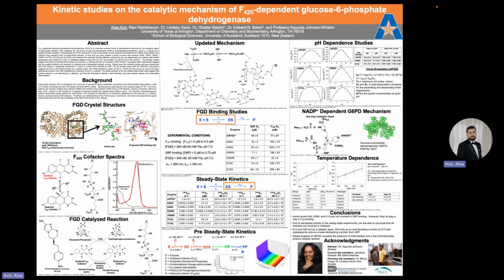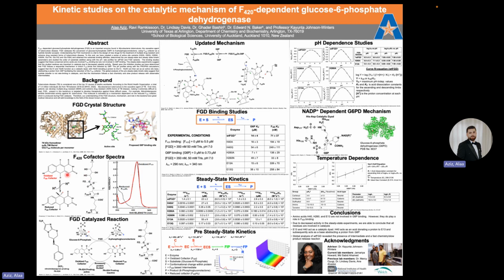This is an expanded view of the active site. We have these three important amino acids: glutamate 109, histidine 40, and tryptophan 44, that are believed to play an important role in catalysis. Using docking studies, they were able to model in a glucose 6-phosphate, which revealed important interactions between these three amino acids, the glucose 6-phosphate and the F420 cofactor.